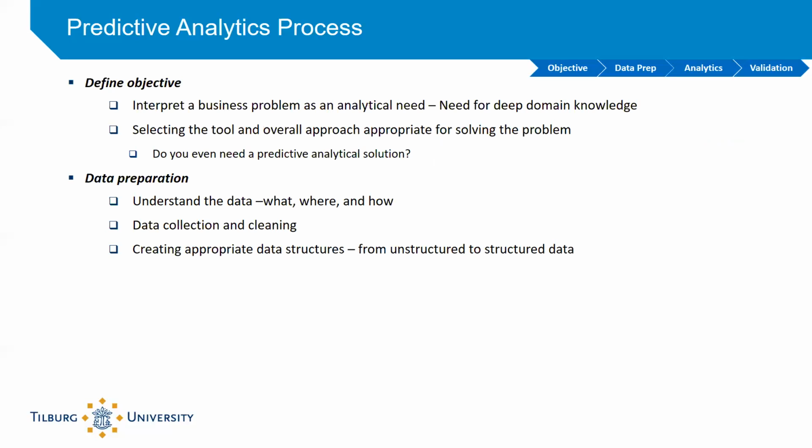The second step is data preparation. Here, we do the hard task of understanding the data: what the data is, where it is coming from, and how it is generated. This step also involves collecting and cleaning the data. Remember the ImageNet project? There were 48,000 MTurk workers working on creating the labeled dataset.